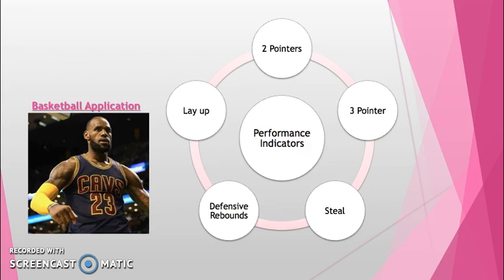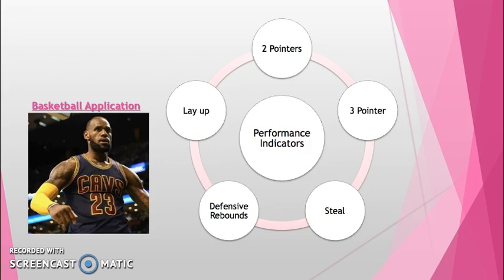Here are my 5 performance indicators. A two-pointer is a shot from inside the area that goes into the basket. This can be taken from anywhere in the area and can be shot in many different ways. A three-pointer is a shot that is taken from outside of the semicircle and that also goes into the basket, whether that's off the backboard or straight in. If the player's foot is on the line, it doesn't count as a three-pointer and counts as a two-pointer.